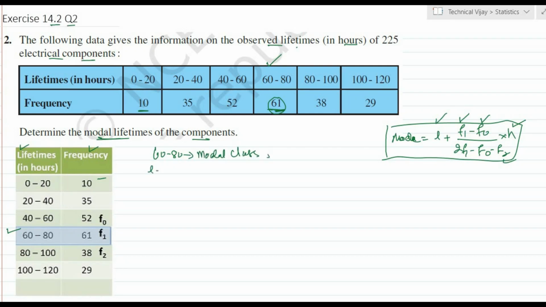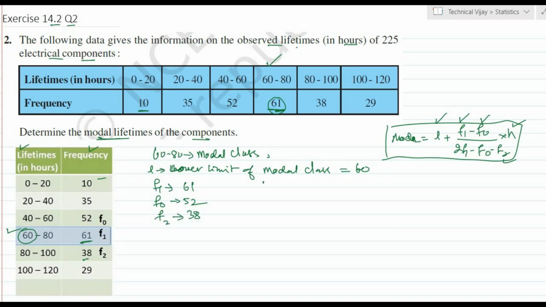Now here L is the lower limit of the modal class. Here in this case it is equal to 60, because this is the modal class, so the lower limit will be 60. Now L is equal to 60. Now F1 is the frequency of the modal class. The modal class is this 61. So F1 equals 61. And F0 is the frequency before the modal class, that is equal to 52. And now F2 is the frequency after the modal class, that is equal to 38.